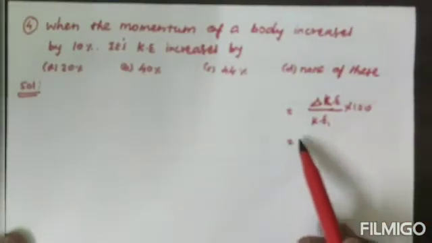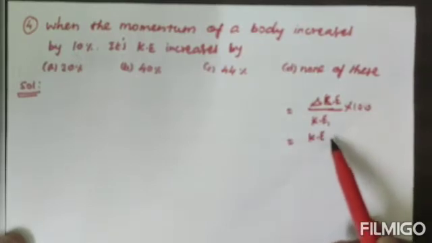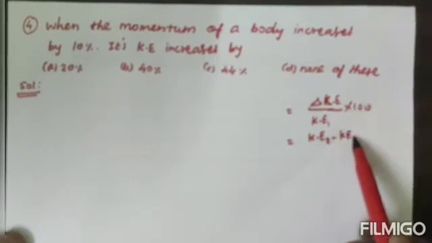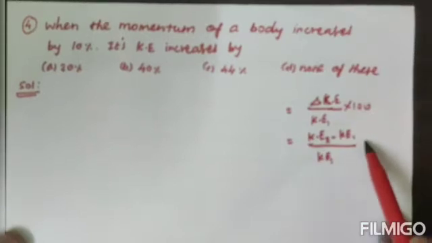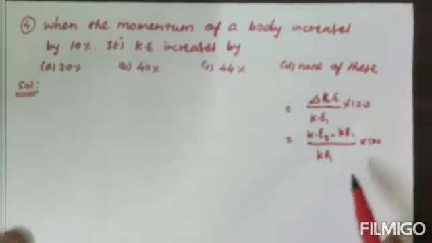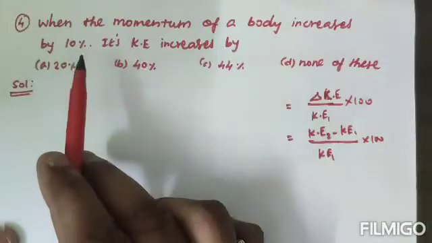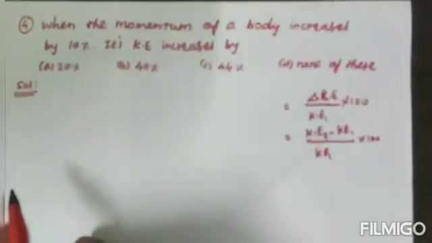So the change in kinetic energy is nothing but the final kinetic energy, that is kinetic energy 2 minus kinetic energy 1, divided by the initial kinetic energy, that is kinetic energy 1, into 100. So this only we are going to calculate. Okay, so initially what is given? When the momentum of the body increases by 10%.